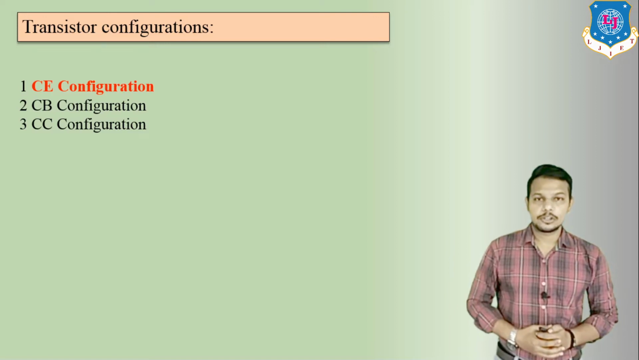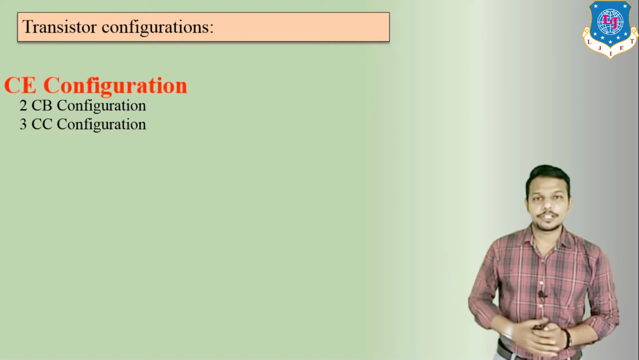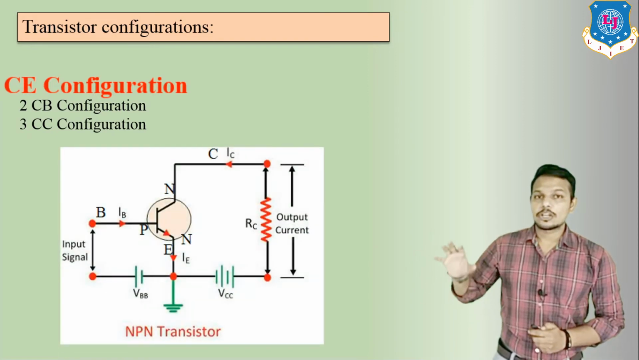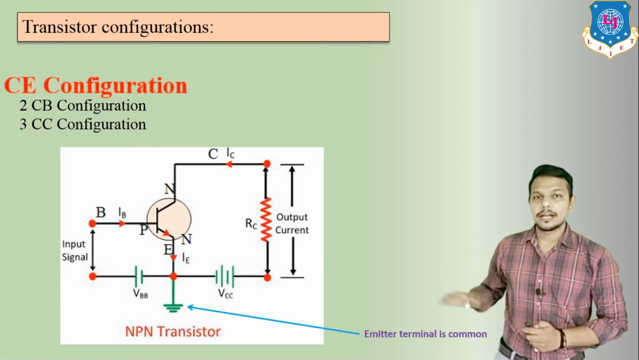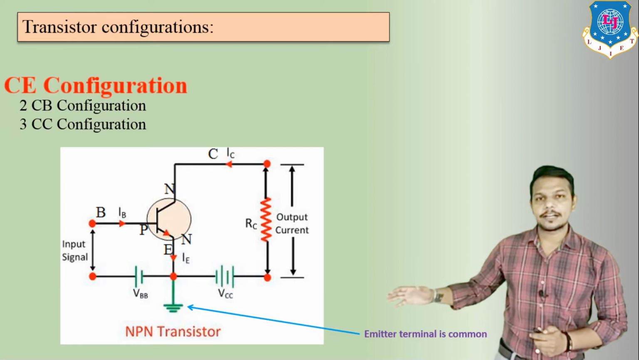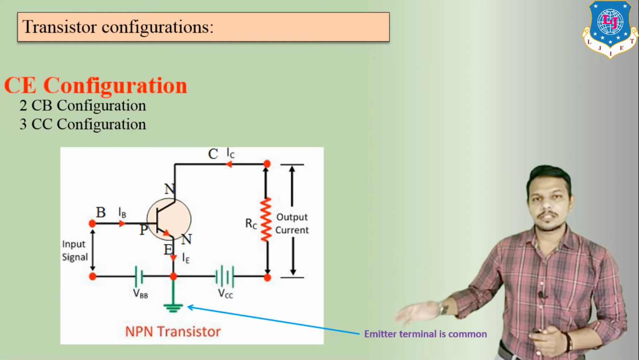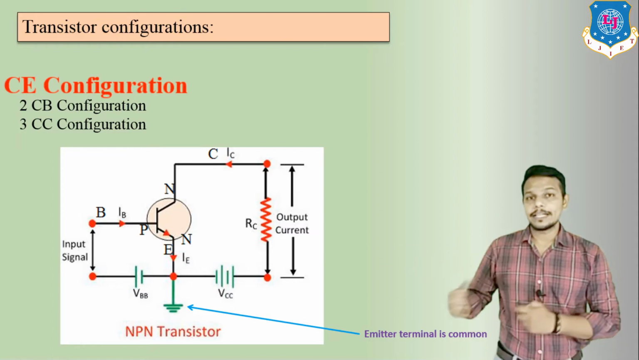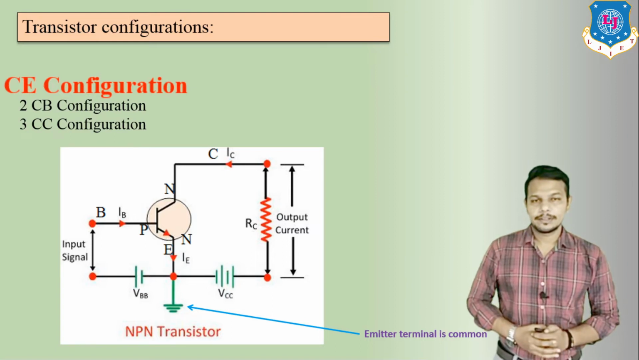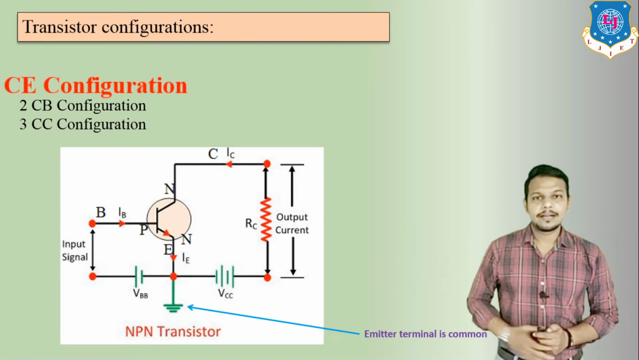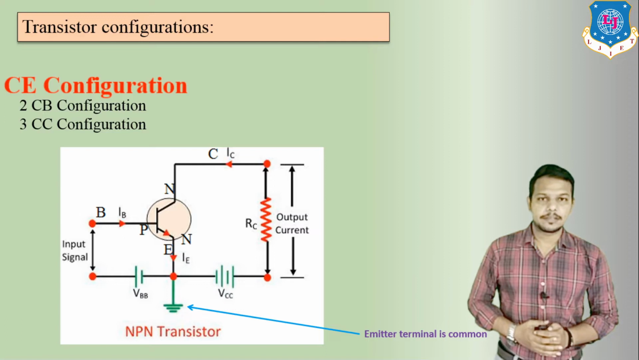So in this lecture we are going to discuss CE configuration only. CE configuration means common emitter configuration, so we take the emitter as the common terminal. In this circuit diagram we can see the emitter terminal is common. That means the base and collector terminals are used for input and output. Here we use the base terminal as the input terminal and the collector terminal as the output terminal.